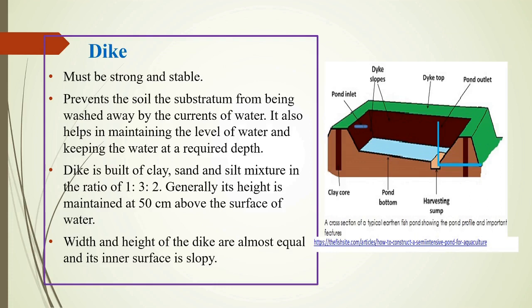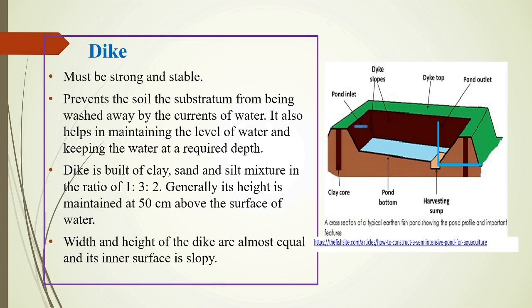Coming to the dike. Dike or dam, also called band. Dike is constructed artificially on the fourth side of the pond. It must be strong and stable. It prevents the soil of the substratum from being washed away by the currents of water. It also helps in maintaining the level of water and keeping the water at a required depth.